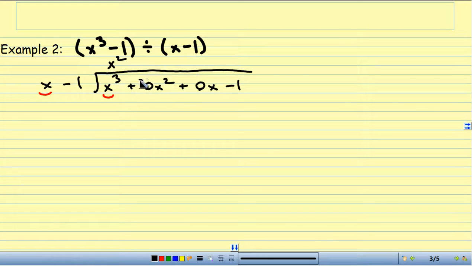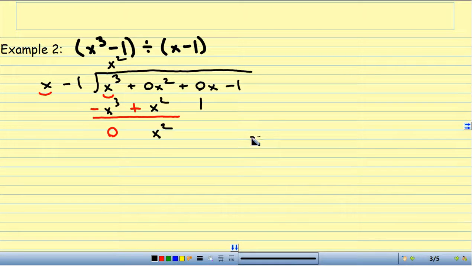Now I take this x squared, multiply it into x minus 1. So x squared times x, x cubed. X squared times negative 1, negative x squared. I'm going to add them together. But before I do, change my signs. So it becomes a minus and a plus. Cancels out, becomes a 0. And now plus x squared, just x squared.